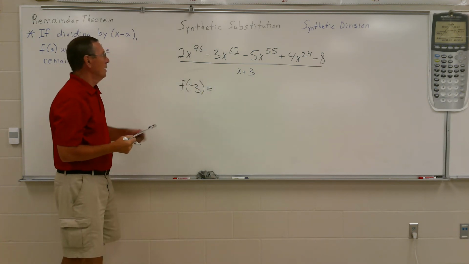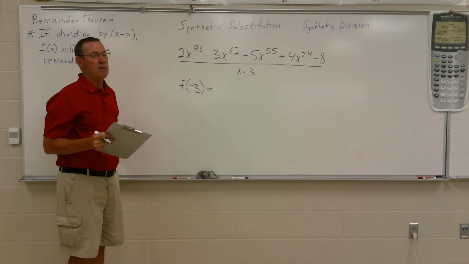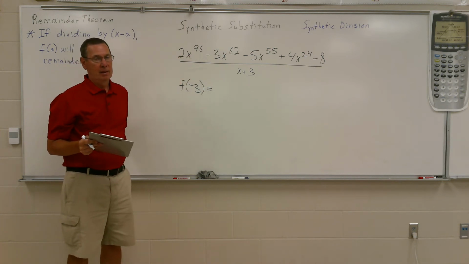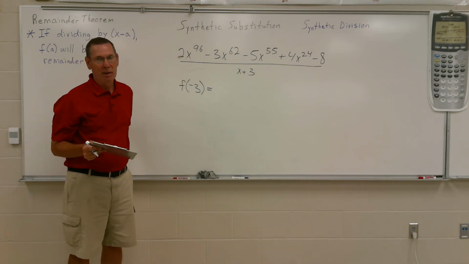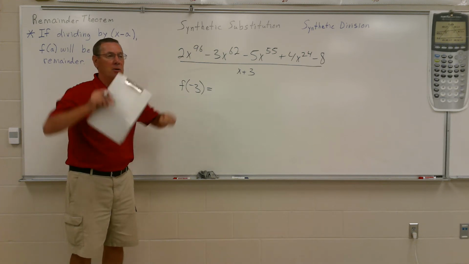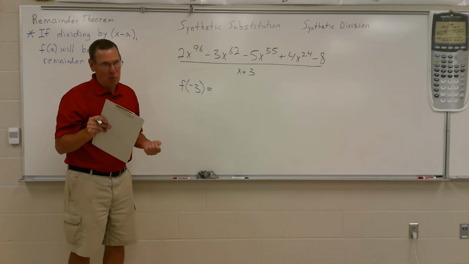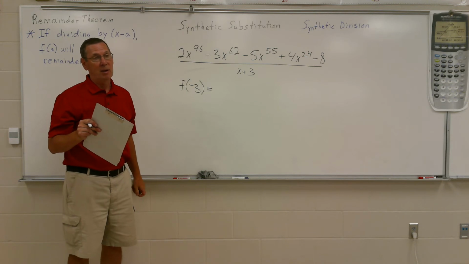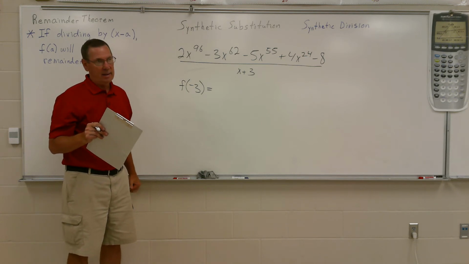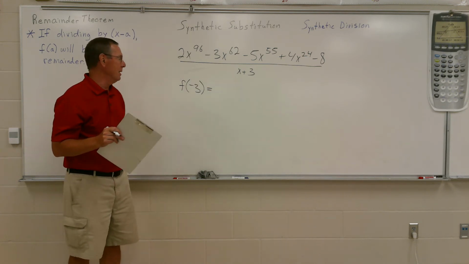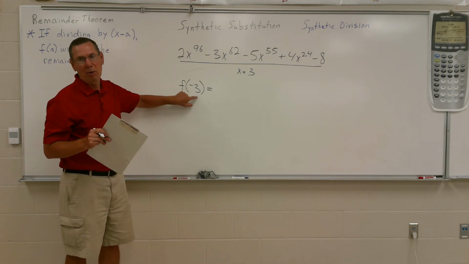Negative 3 to the 96th power. That's a really big number. If you're in your calculator punching out quantity negative 3, close it off, raise it to the 96, it'll give you some ugly looking number that's got the E at the end. You don't want to mess with that. This would be a horrible problem.